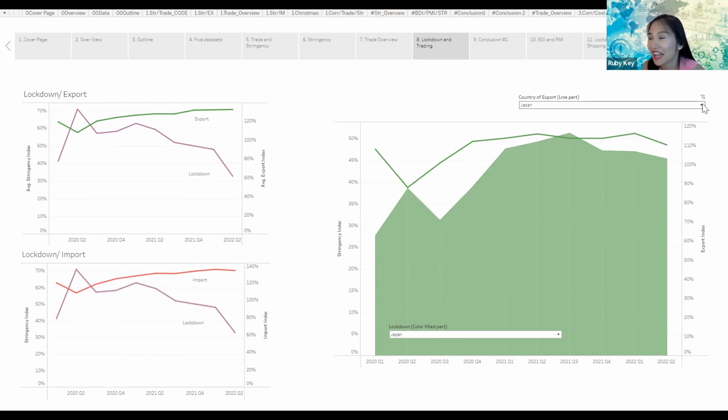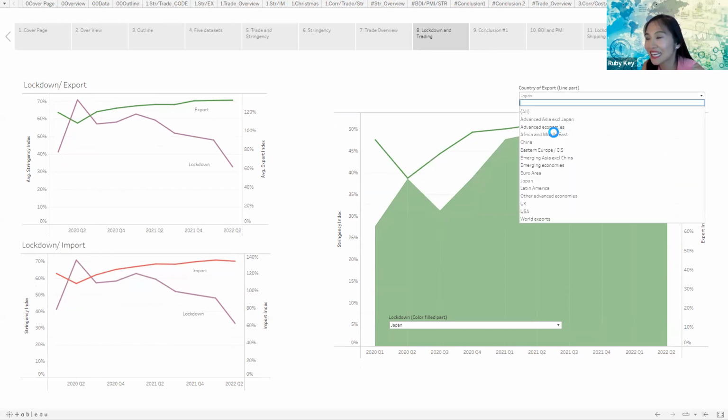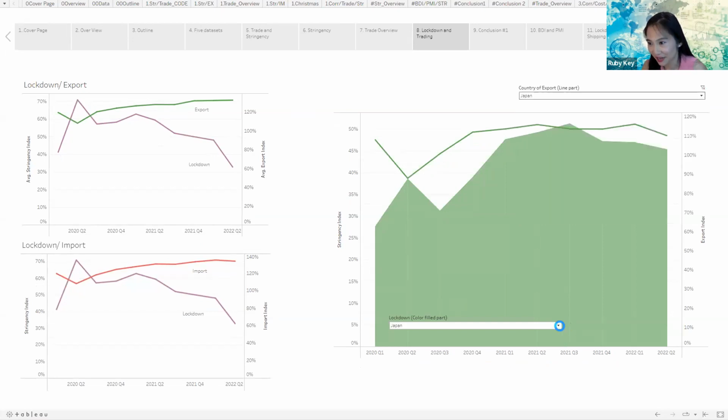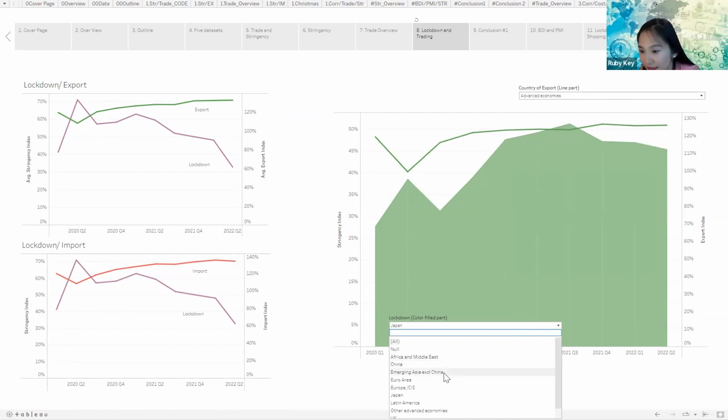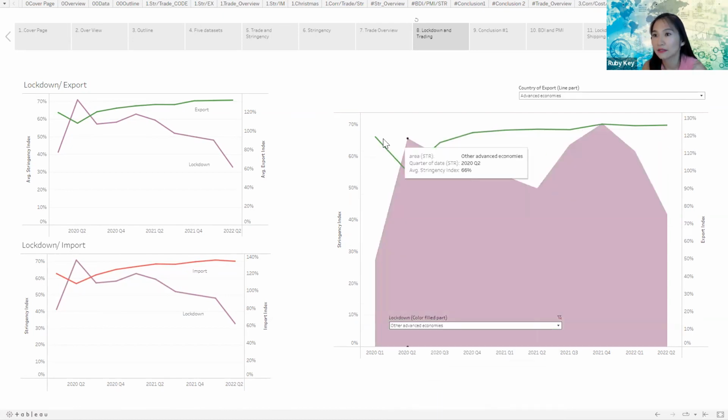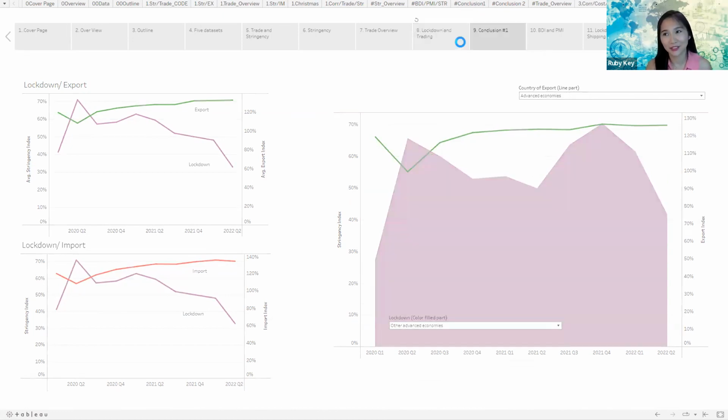Australia. Sure. All right, that would be in the category of advanced economies due to the trade data's categories. Somehow they don't want to discuss Australia's advanced economies. Where is it? Other advanced economies. Here, and that is the trade data, and that's the lockdown. I don't see any connection here. And that brings my first conclusion.